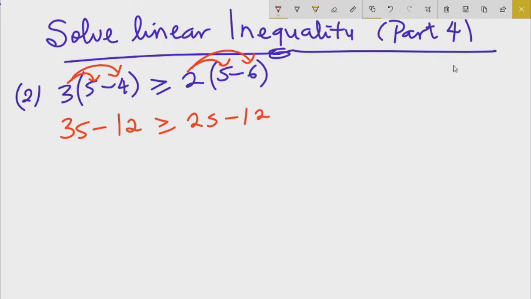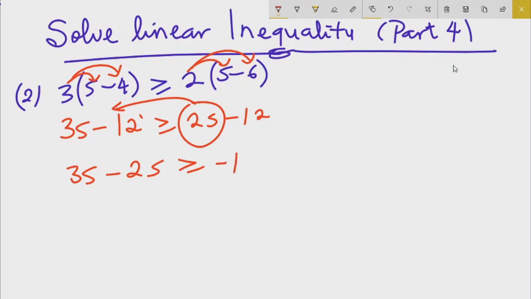Now we want to again put all the variables on one side and move all the constant terms to the other side. So this 2x, let's move it to the other side, so it will become negative. We have 3x minus 2x greater than or equal to, and this negative 12, let's move it to the right, so it will become positive 12. So this will be negative 12 plus 12. So we have x greater than or equal to 12 minus 12, which is basically 0.